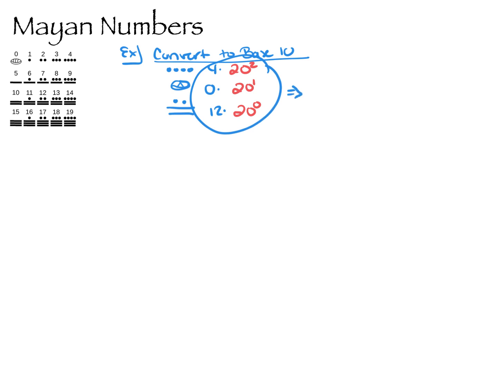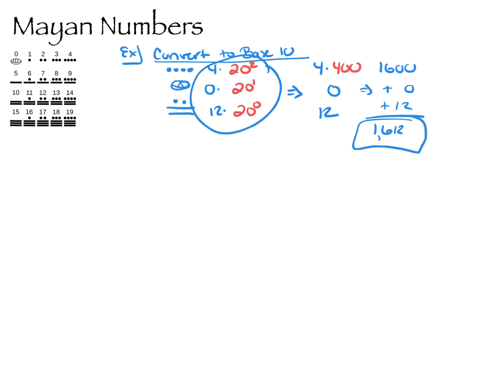Now, when we're converting to base 10, we just need to calculate this using our number system. So remember, 20 squared, 20 times 20, is 400. So this would be 4 times 400. The middle number, 0 times 20, is just 0. And the bottom number is 12 times 1, so 12. So this would be 1,600 plus 0 plus 12, or 1,612.